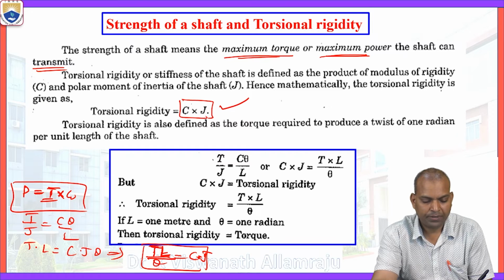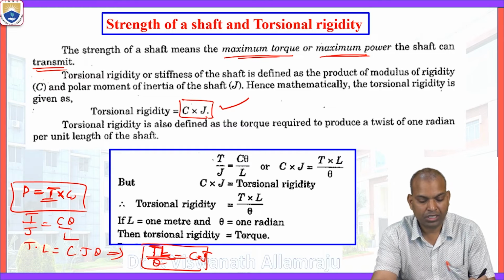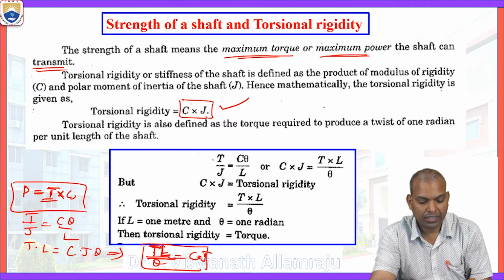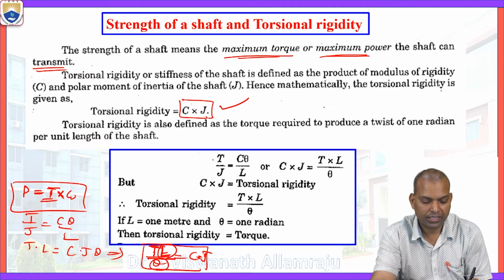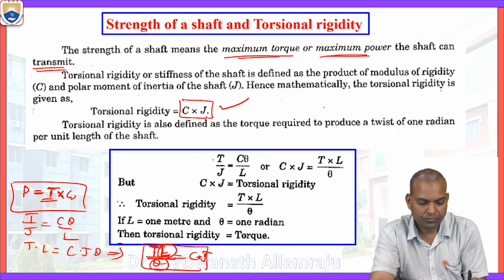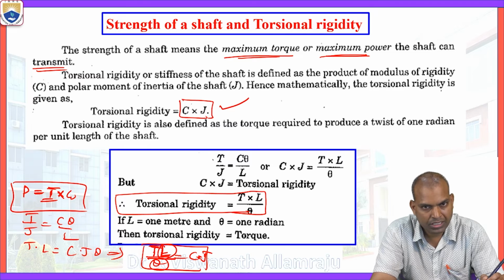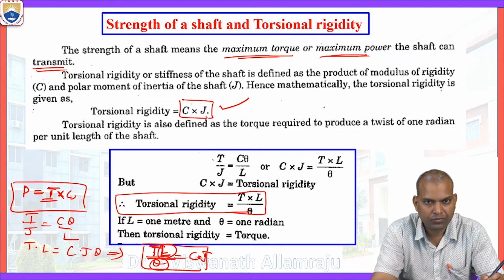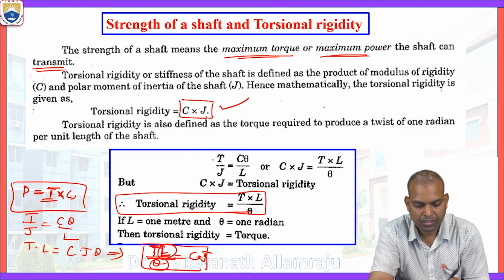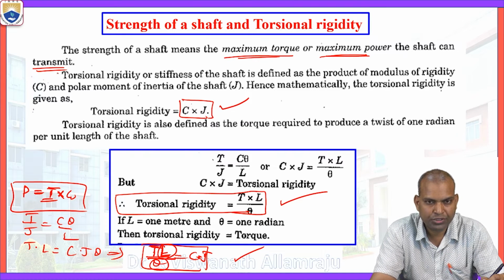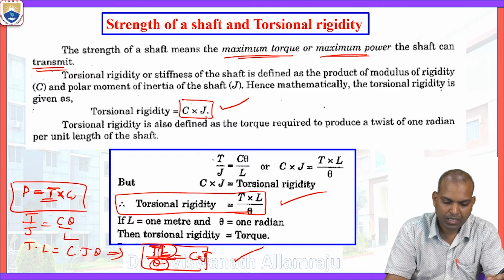So the torsional rigidity equals the torque when L becomes 1 meter and theta becomes 1 radian. So this torsional rigidity equal to TL by theta. There are two formulae for the torsional rigidity. One is C times J, another one is T times L by theta. So these are the two formulae derived here to understand the strength of a shaft and also the torsional rigidity.